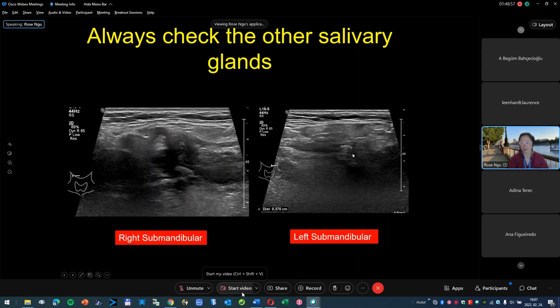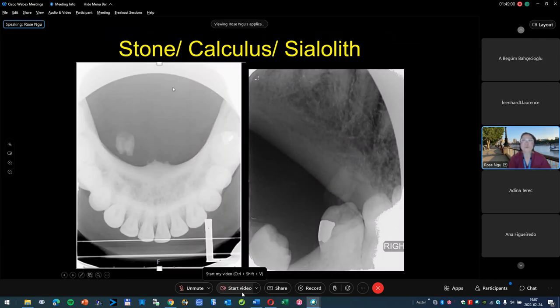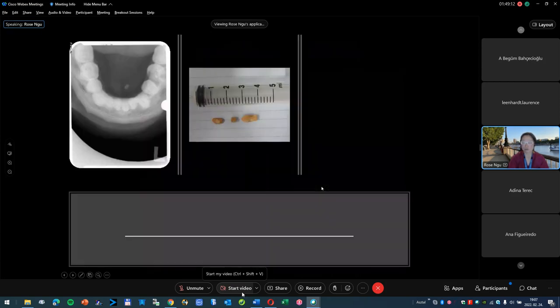That's another stone. And we normally take a lower dental occlusal, that's what we call them, and you can see that big stone sitting in the floor of the mouth. Again, here you can see that. So a very simple x-ray to prove that.